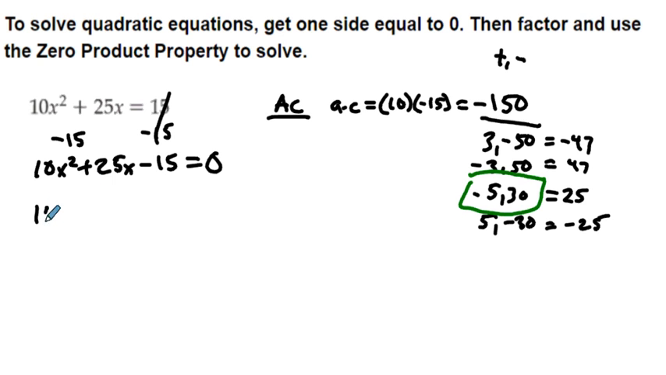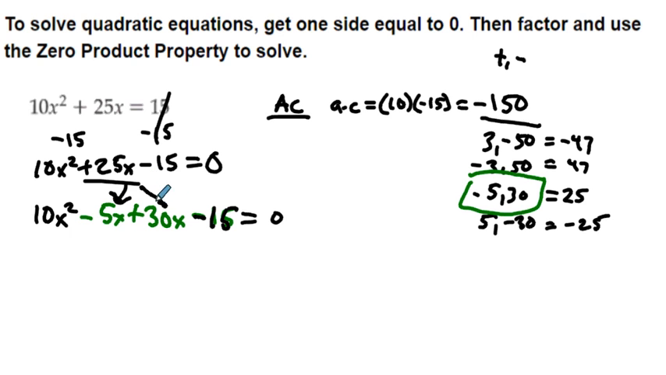So now let's rewrite this. We have 10x squared. We are going to subtract 5x from it, and then you're going to add 30x, and then subtract 15. And then that whole thing is going to be equal to 0. I'm going to put this in black so it's not confusing, right? Because this is being decomposed into these two terms, right? Just so we know.